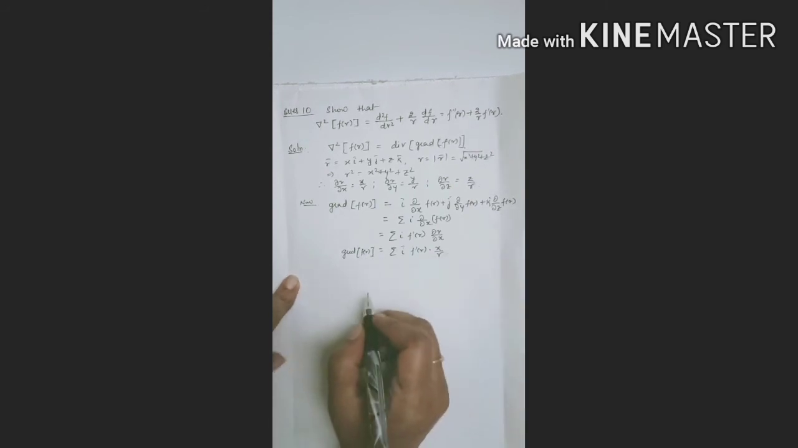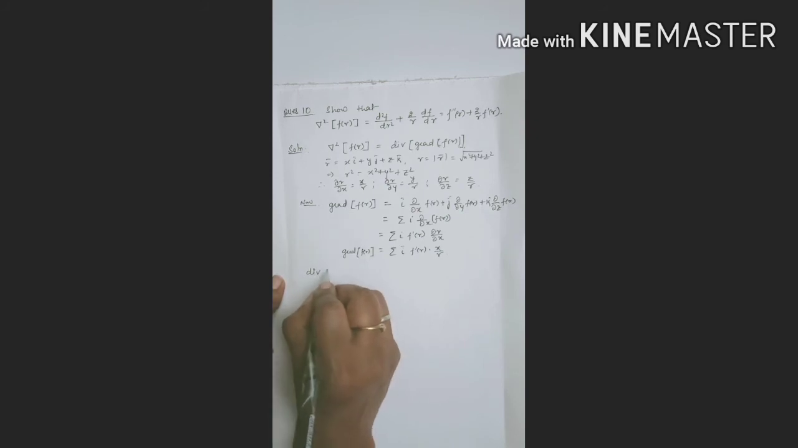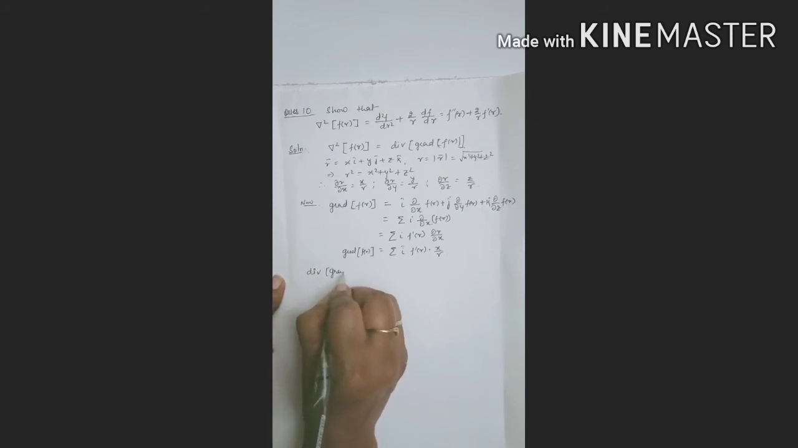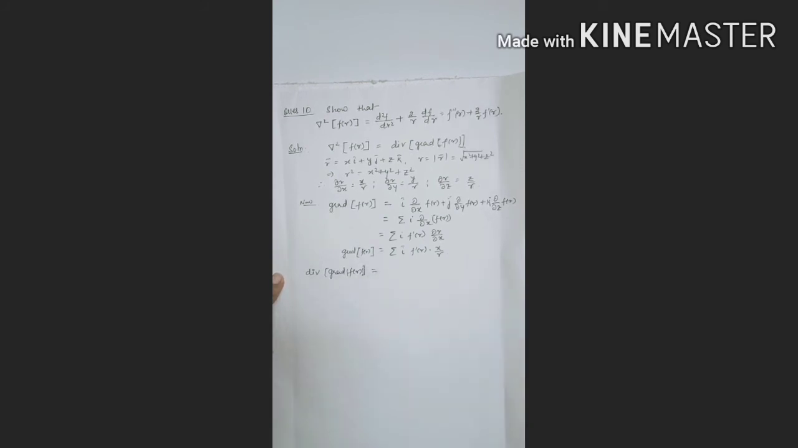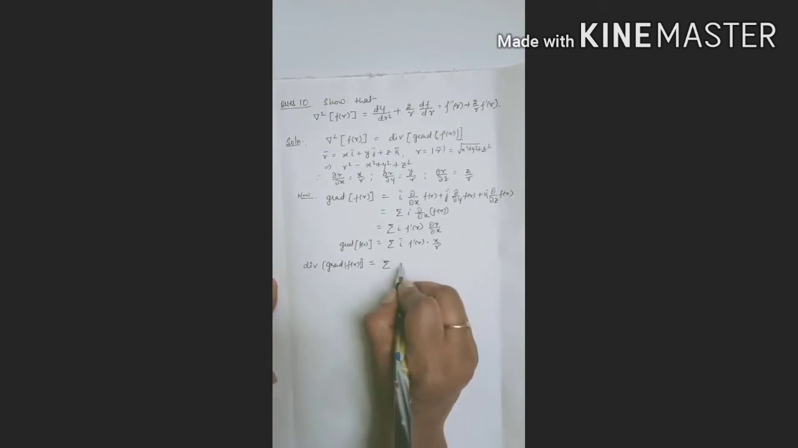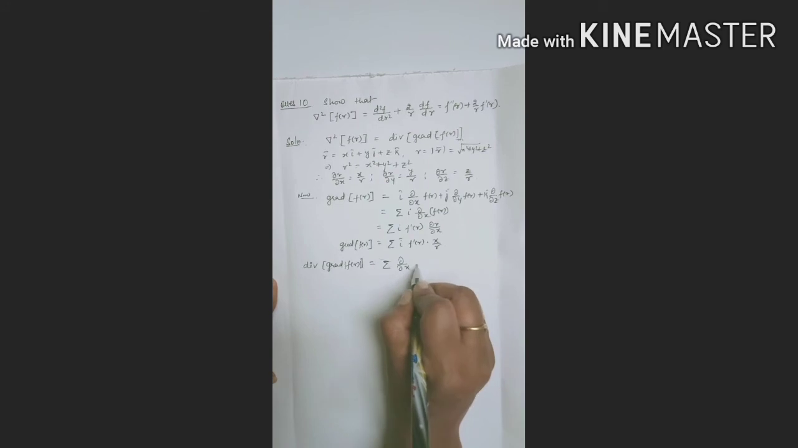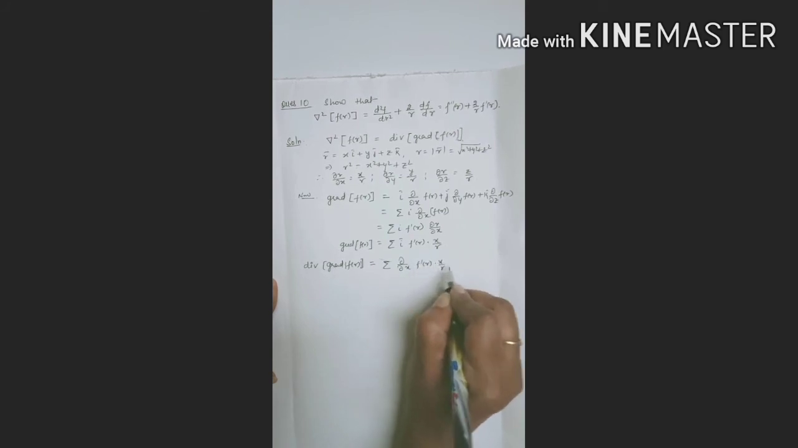Right, now you have to find divergence of gradient of f of r. So summation del by del x of f dash r into x by r.